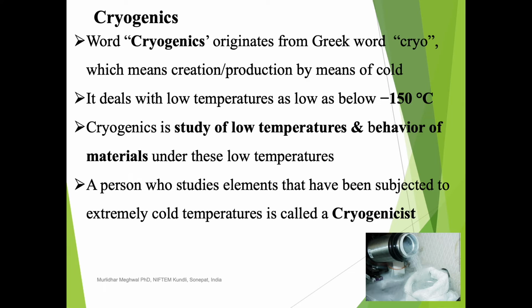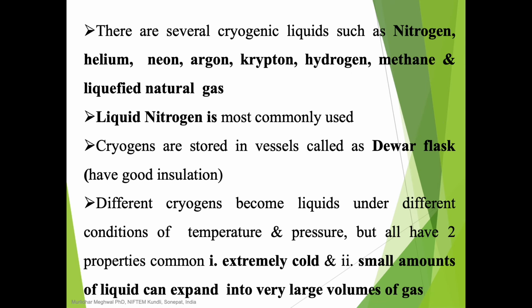Let us first understand what is cryogenics. The word cryogenic originates from the Greek word cryo, which means creation or production by means of cold. It deals with low temperatures as low as below minus 150 degrees Celsius. Cryogenics is the study of low temperature and behavior of material under these low temperatures. A person who studies elements that have been subjected to extremely low temperature we call a cryogenicist.